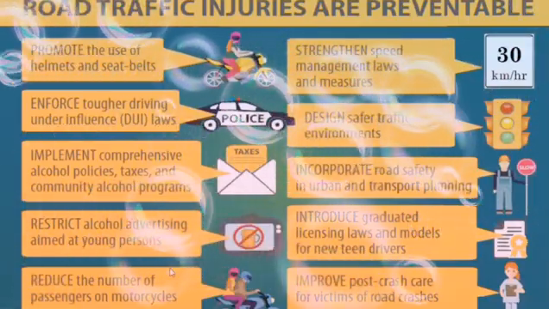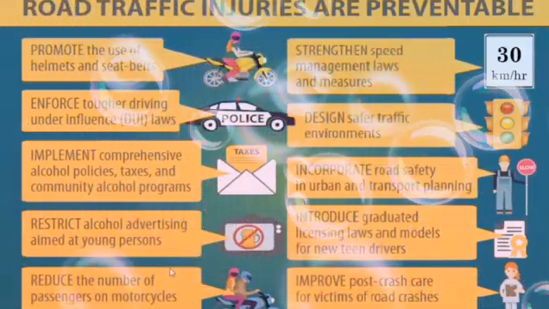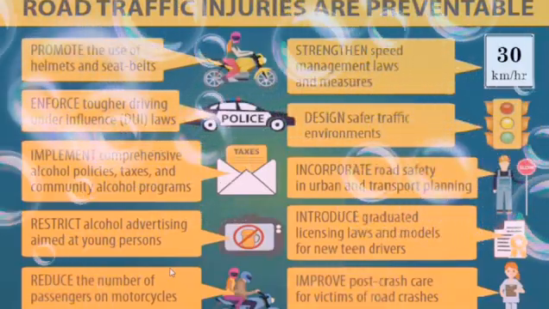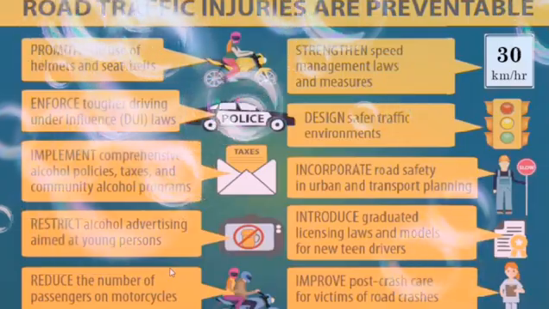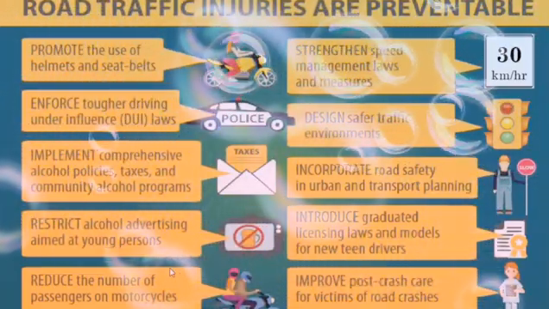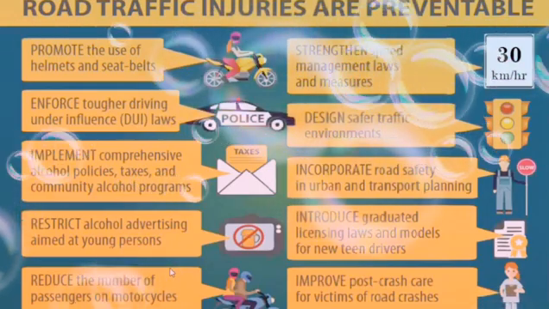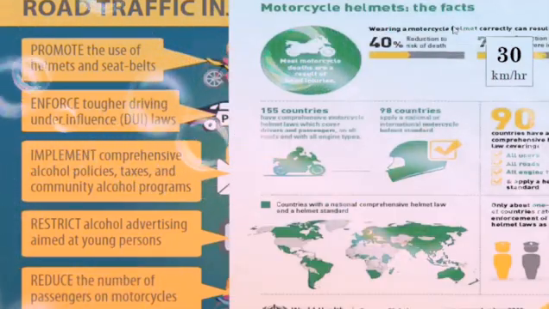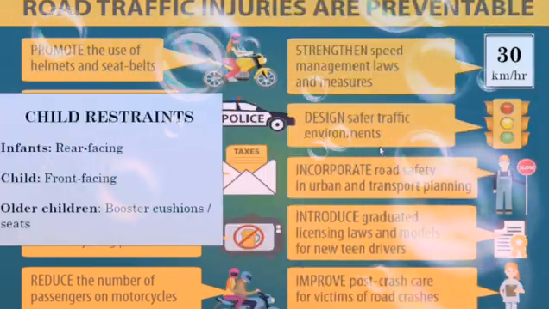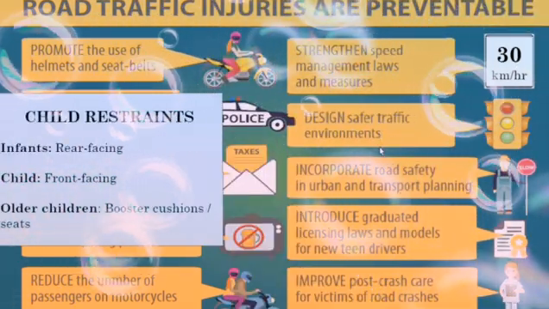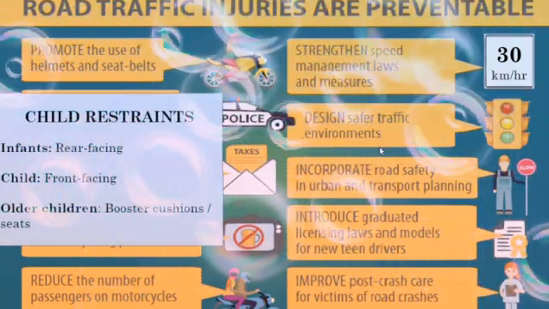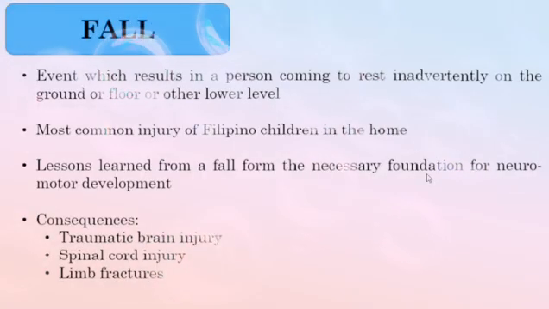Strengthen speed management laws and measures. Design the safer traffic environments. Incorporate the road safety in urban and the transport planning. Introduce the graduated licensing laws and the models for the new teen drivers. Improve the post-crash care for the victims of the road crashes. Child restraints: the infants are rear-facing, child's front-facing, and the older children have the booster cushions or seats.